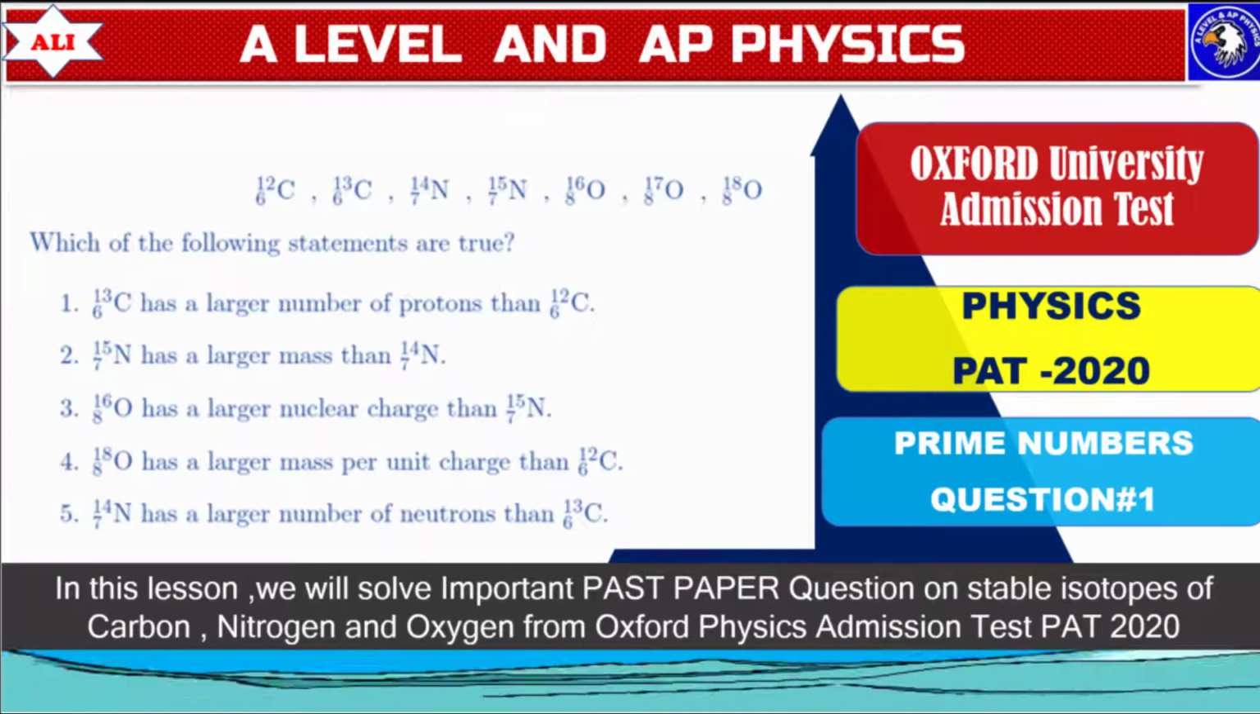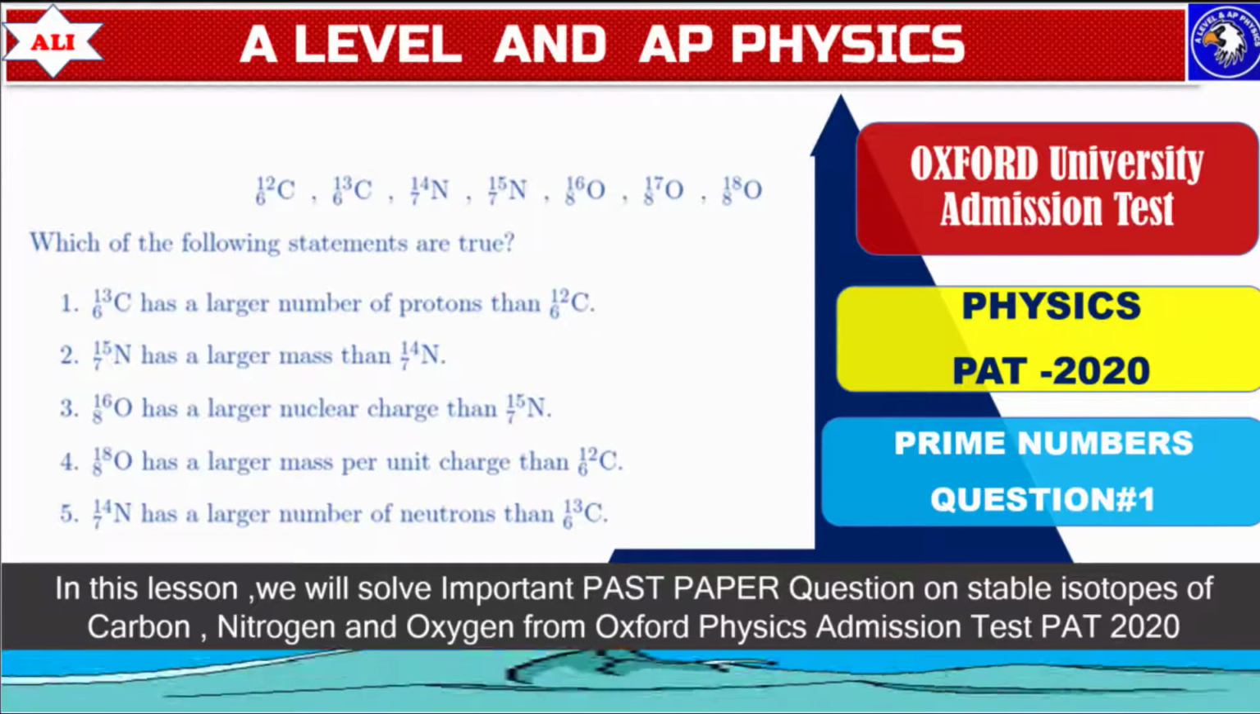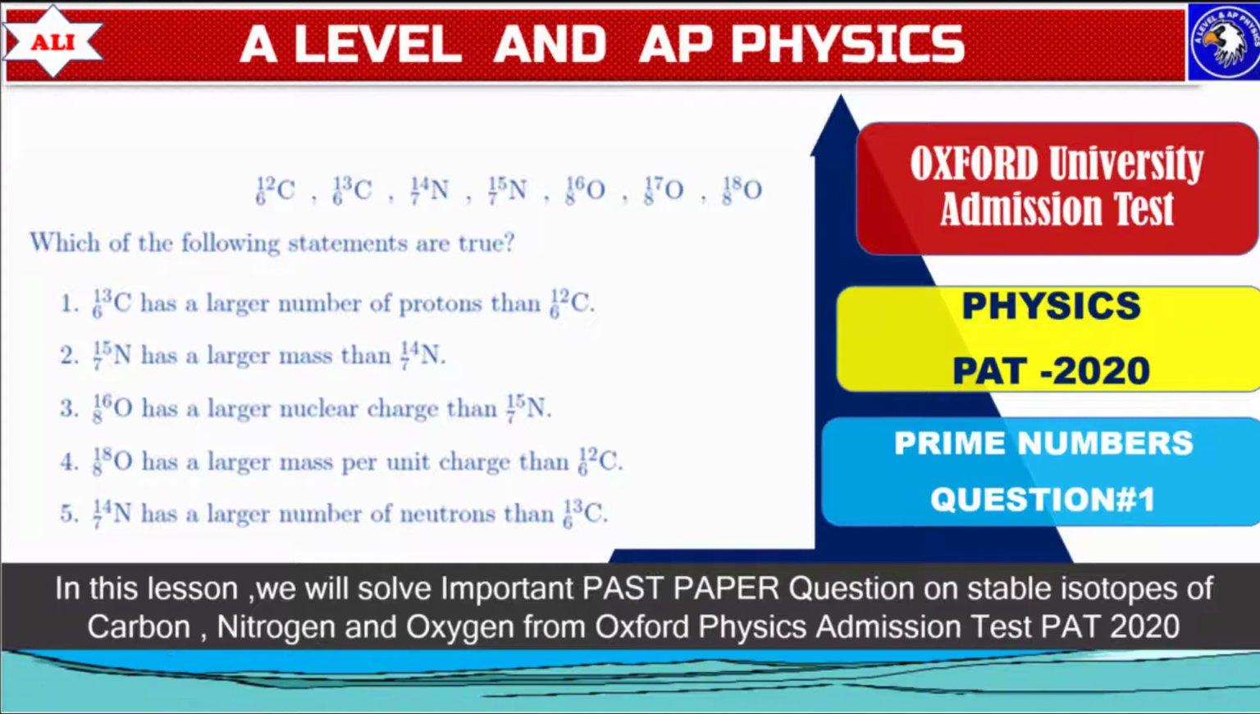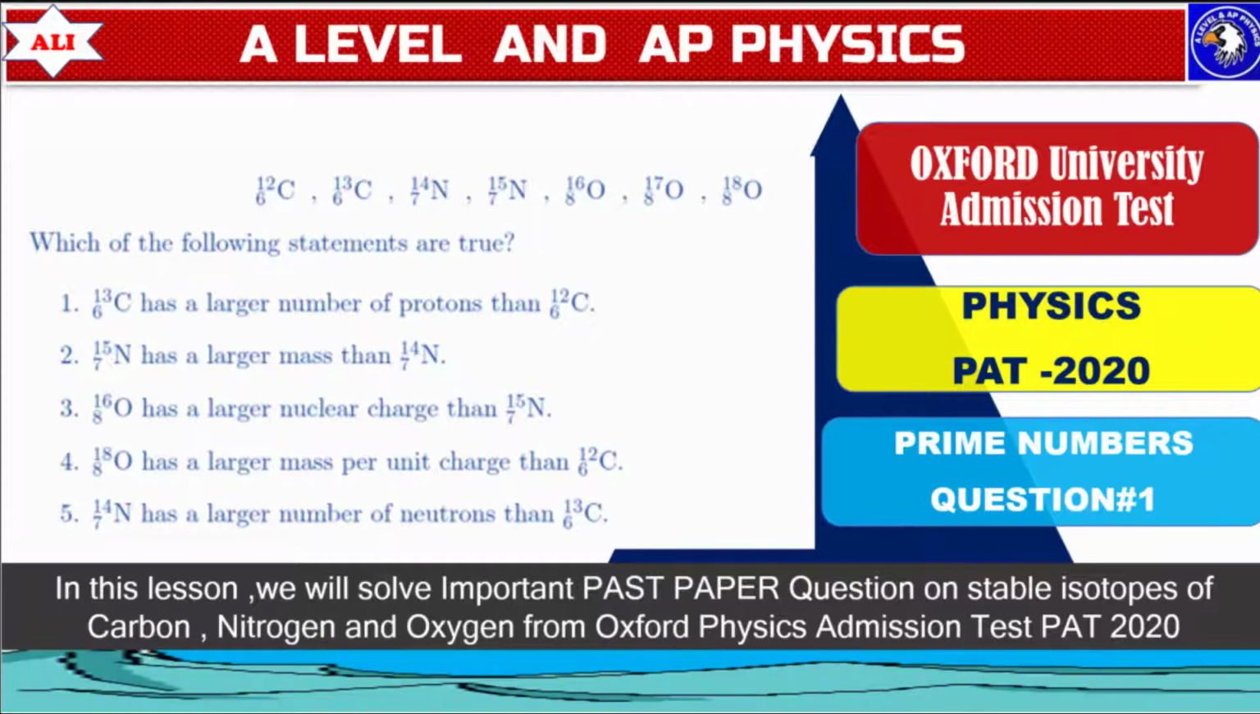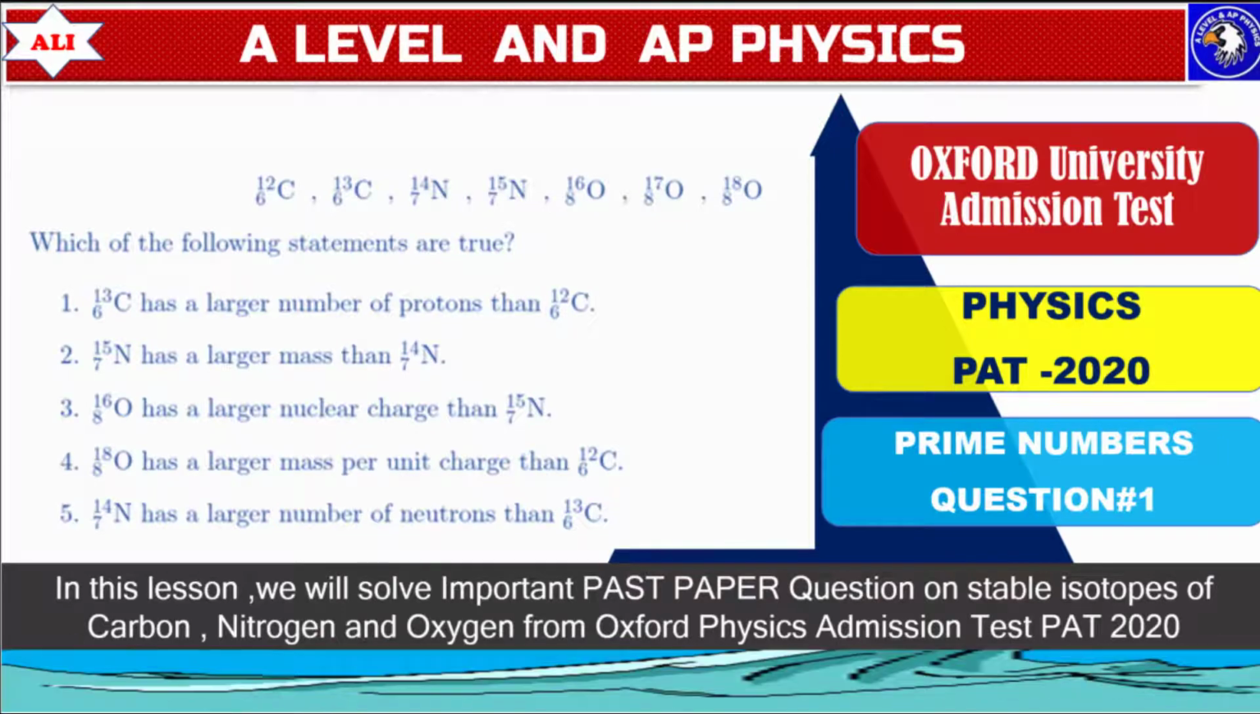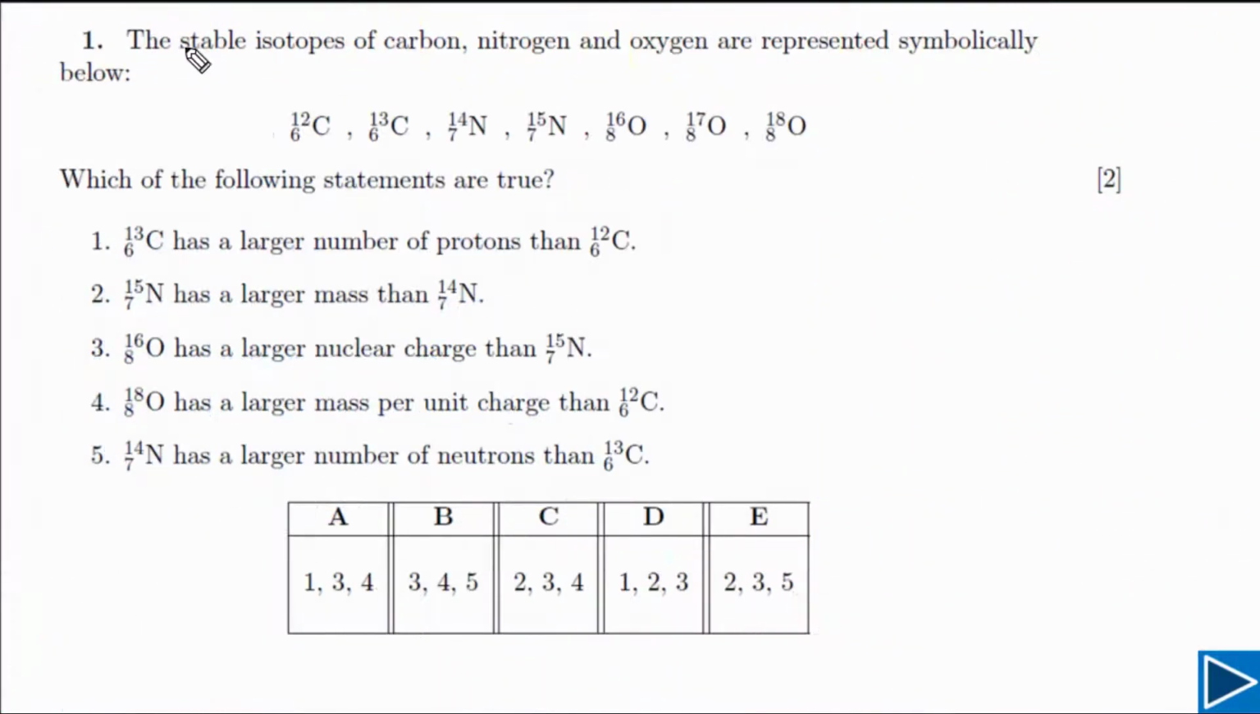In today's lesson, we will discuss an important past paper question on stable isotopes of carbon, oxygen, and nitrogen from the Oxford Physics Admission Test 2020. For this question, it is given to us that stable isotopes of carbon, nitrogen, and oxygen are represented symbolically below, as you can see here. The question is asking us which of the following statements are true.